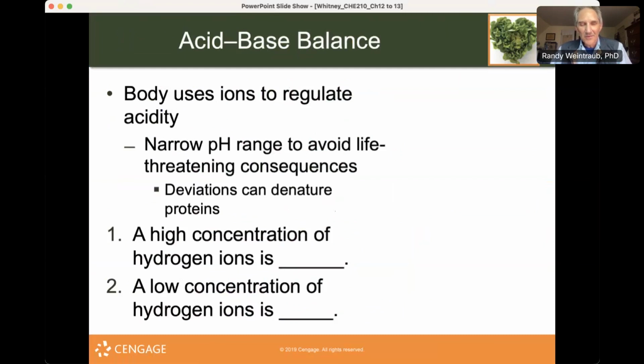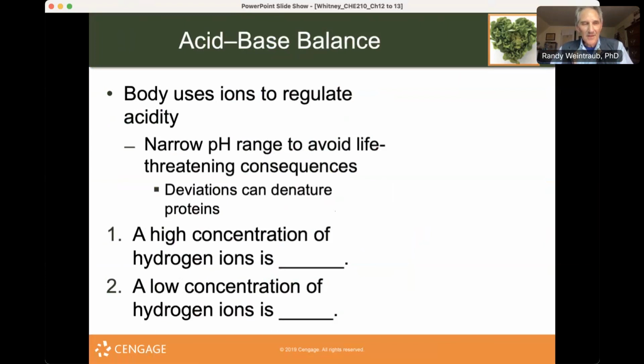Okay, another very important balance when we're talking about fluids in the body, and that's acid base. The body ions help to regulate acidity. Acidity equates to a low pH, something below 7, 7 being neutral, above 7 being alkaline. The body systems work properly when a narrow range of pH is maintained.